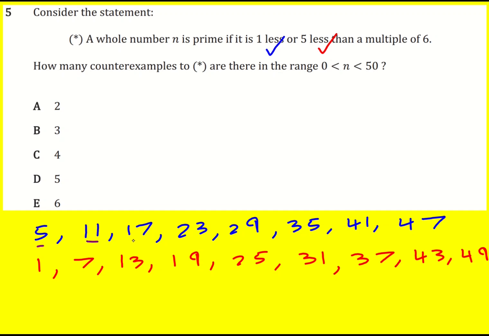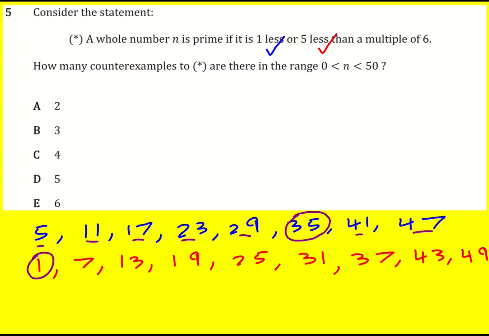Okay, let's just work our way through. 5 is prime, and actually loads of them are. 35 is not, because it's a multiple of 5. 41 and 47 are. Of course, you need to know your prime numbers here, or you have to check by dividing through by 2 and 3 and 5, etc. 1 is not prime. So actually, that is a counterexample.